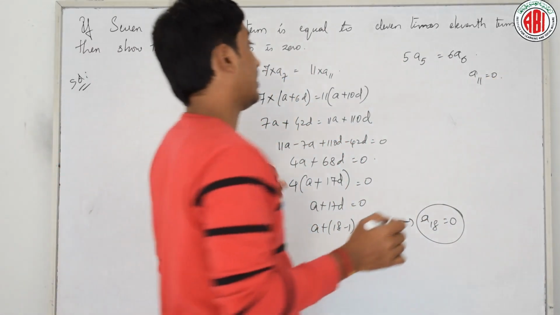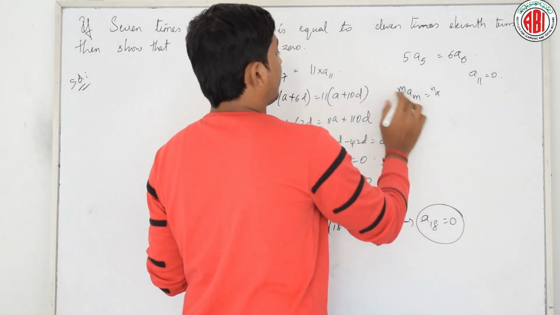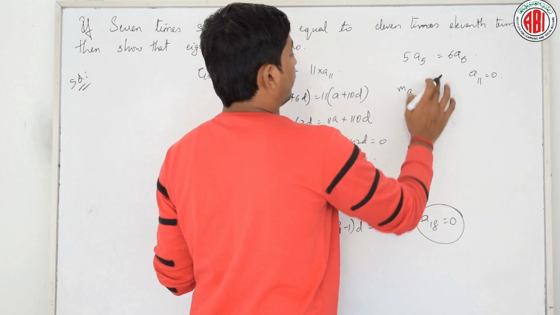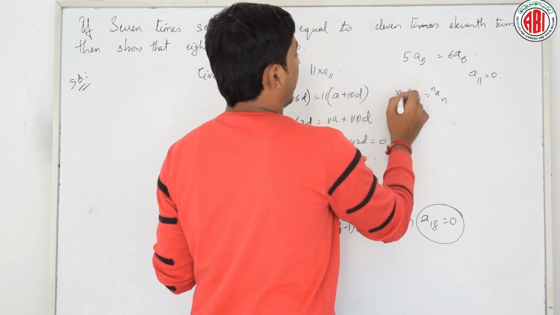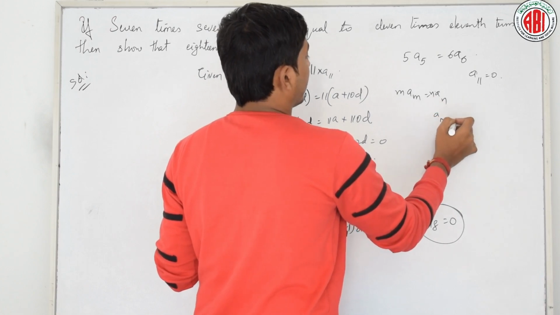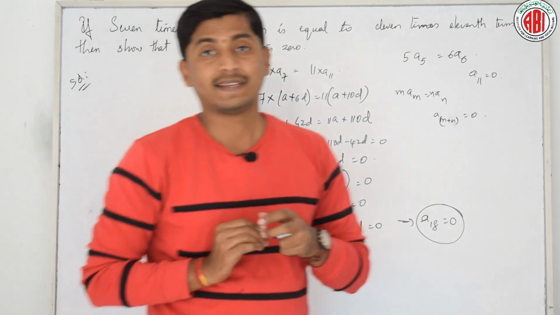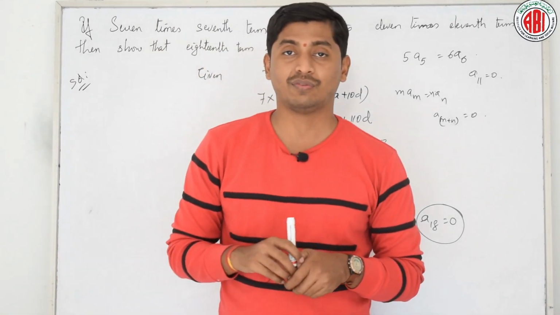Okay, which means the general form is m times the mth term is equal to n times the nth term. I mean m into am is equal to n into an. Then the (m plus n)th term will obviously be 0. Is it fine? Shall we do one more problem?